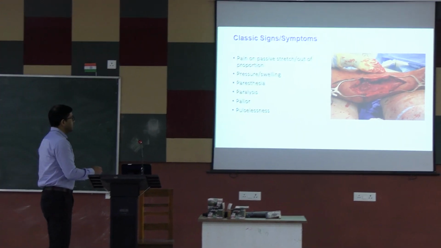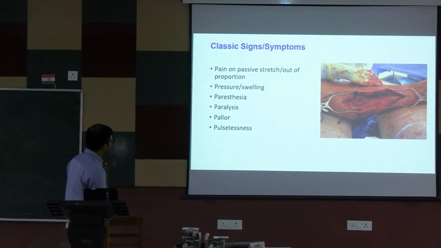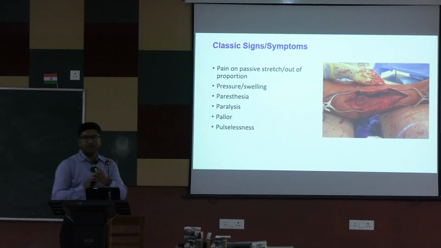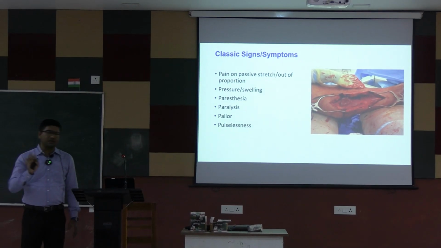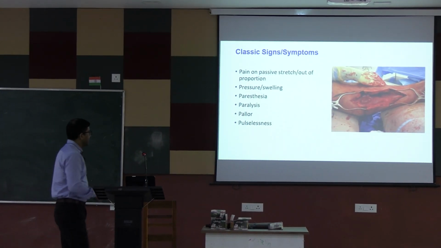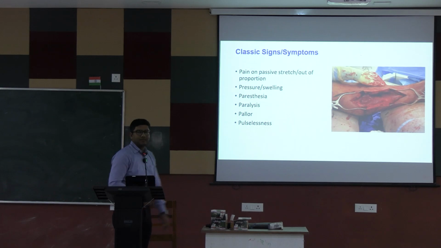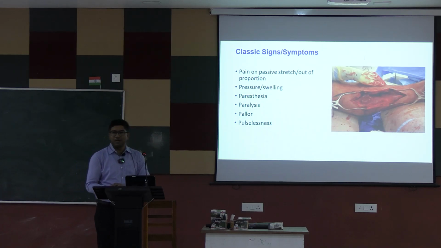So the limb, the part that has been affected, there could be paralysis, pallor. The normal pinkish appearance could be lost, and there could be pulselessness. Always remember, though the compartment pressure is high and it is disrupting the blood supply, the pulse could be there. It is hampering the arterioles and capillaries.